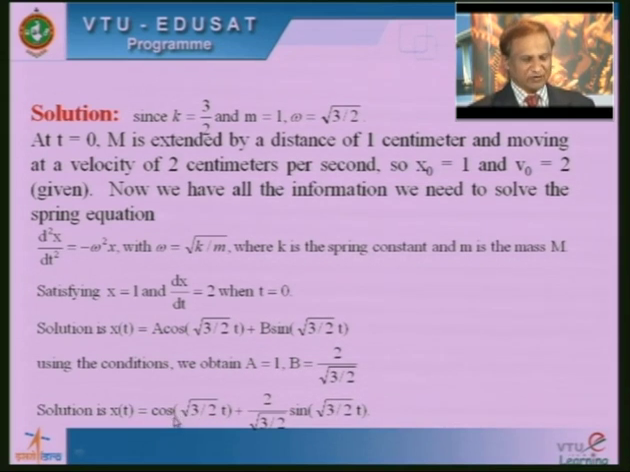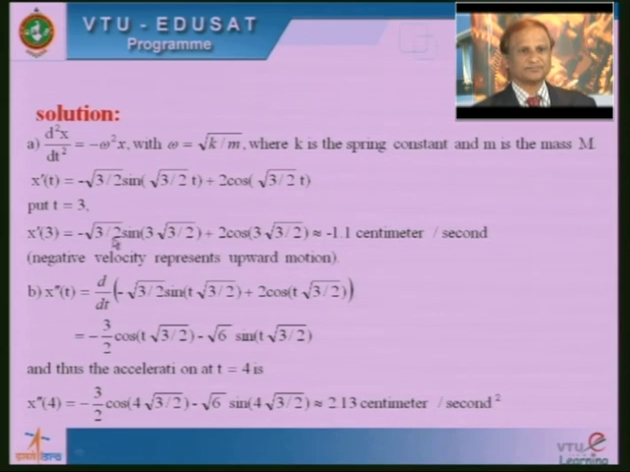So, finally, I can obtain the particular solution. x(t) is equal to cos of (square root of 3 by 2)t plus 2 divided by square root of 3 by 2 into sine of (square root of 3 by 2)t. Is it clear? I have already solved similar types of examples, that is why I have written it directly. I hope it follows.